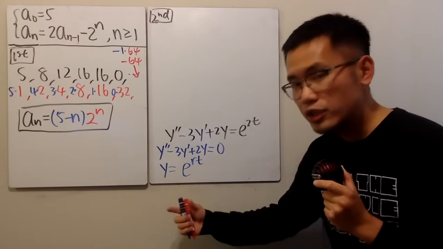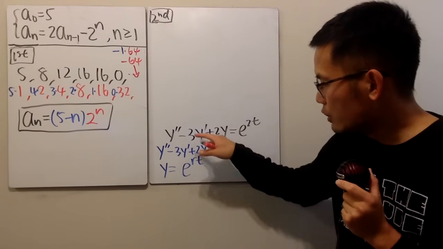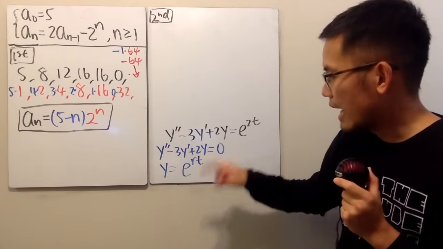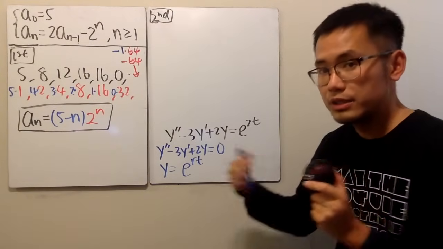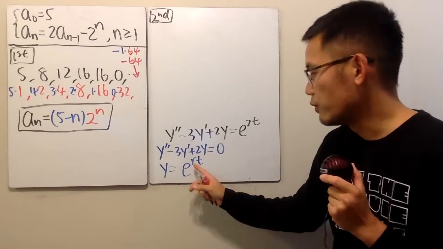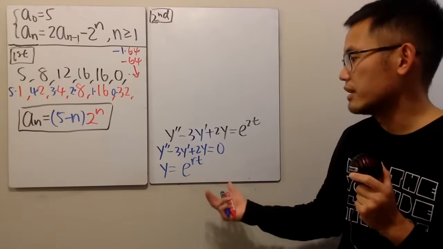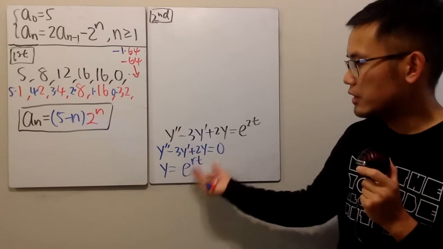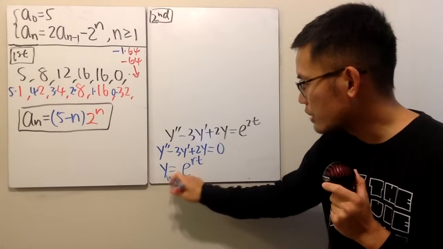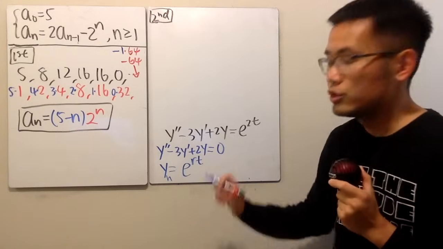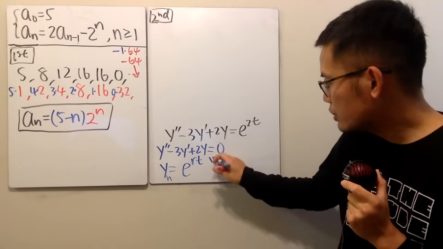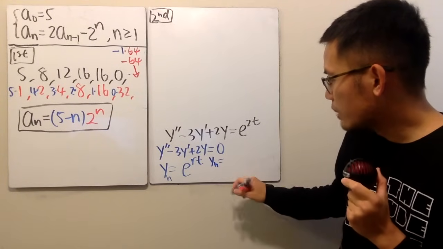Because again, if you differentiate this, you will get r e to the rt. If you differentiate that again, you get r squared times e to the rt. And you see they're just constant multiples. If you plug that in, you will be able to solve for what r should be, and that's how you get the solution to the differential equation right here. This is called the homogeneous differential equation, and usually we put down y sub h for this. So that's the idea.